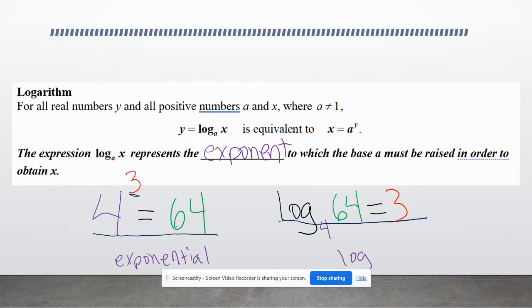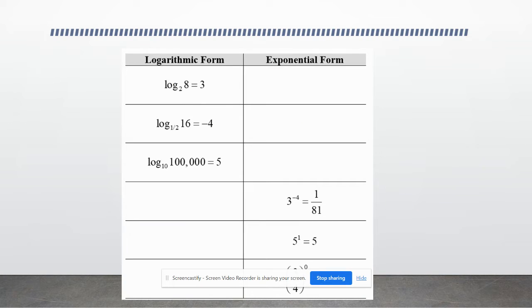Let's try rewriting these. We're writing from log form to exponential form. Your base always stays your base. So if you've ever played the game left, right, center, it actually works pretty well for rewriting these. We start on the left, which is our base of 2. We go to the right, which is 3, and that's our exponent, equals center is 8.